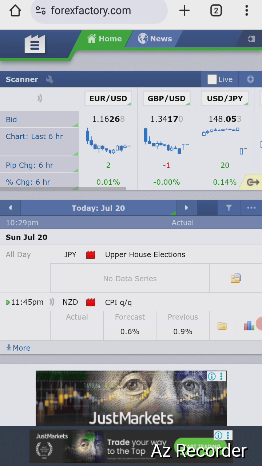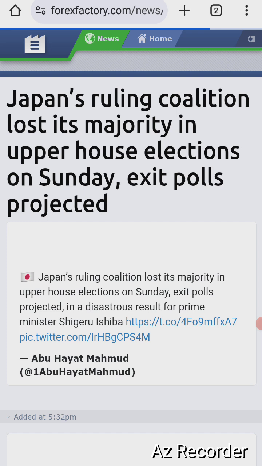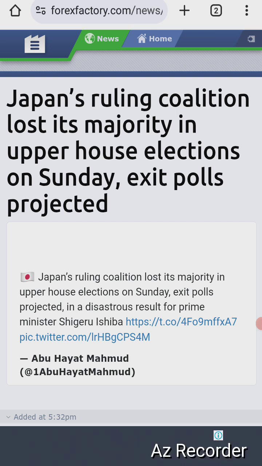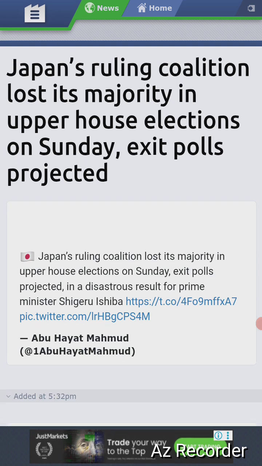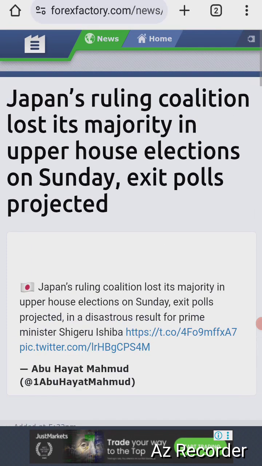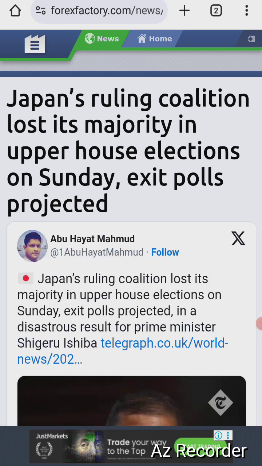So, take a look at this again. This is a few hours later. Japan's ruling coalition lost its majority in upper house elections on Sunday. Exit polls projected all of this. You may not be interested in what's happening in Japan as a trader. You can decide to delve into it for your own pleasure. But your business as a trader is to study the impact, the movement that is caused by these happenings surrounding your pair. For instance, I trade Usdjpy.